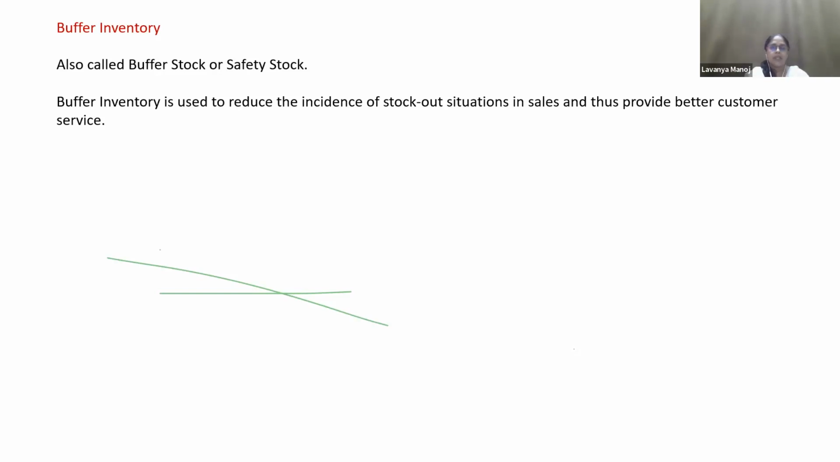Or sometimes there may be a non-availability of raw materials. To overcome that situation also, usually a safety stock is kept. For example, recently India has banned rice export. Have you heard about this news? Banned export to foreign countries.